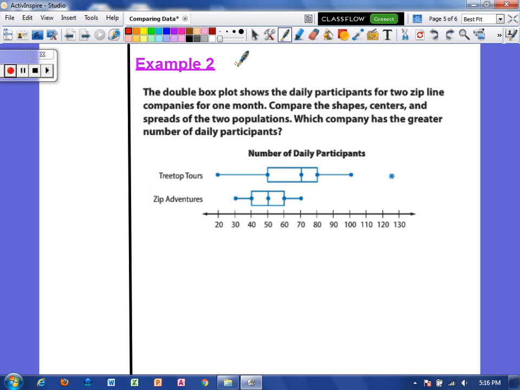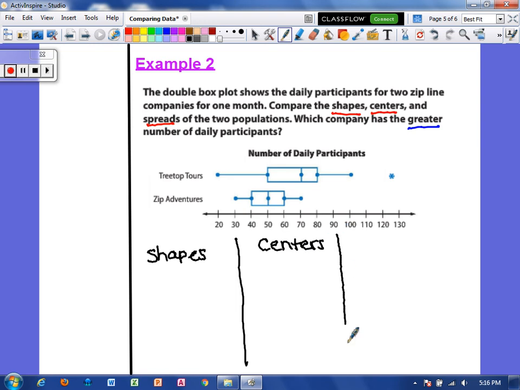All right, example 2. The double box plot shows the daily participants for 2 zipline companies for 1 month. Compare the shapes, centers, and spreads of the 2 populations. Which company has the greater number of daily participants? All right, so on this one, we're not just making an inference, we're actually trying to answer a specific question. We want to know which one has a greater number of daily participants. So I'm going to organize this again. We're going to compare the shapes, the centers, and the spreads.